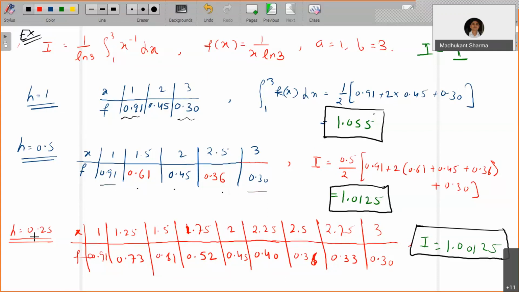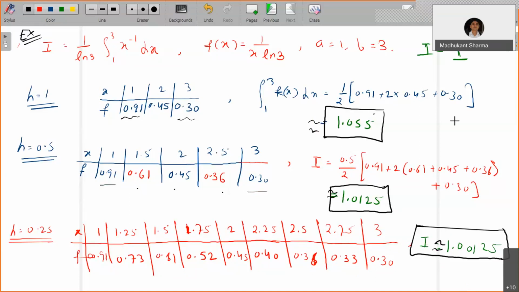Now, if you go with more points here, or if you consider the refinement h equals 0.25, then you are going to have I equals h by 2, where h is here 0.25, times the first value plus the last value, plus 2 times the sum of these values. So that is going to be 1.00125. That's going to be the integral value approximately. Okay, I is approximately equal to this, and that is closer to 1.